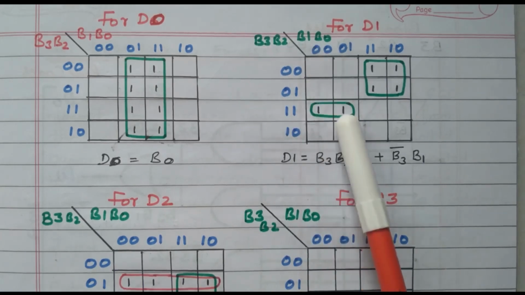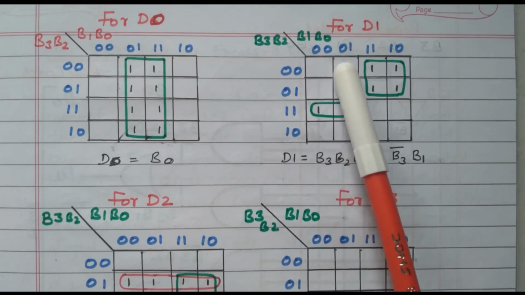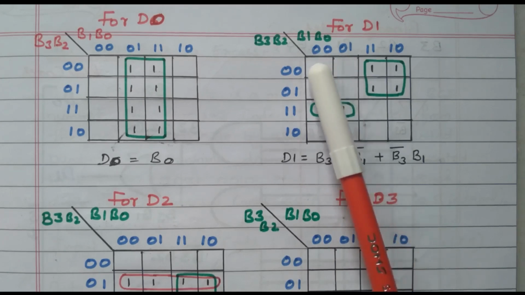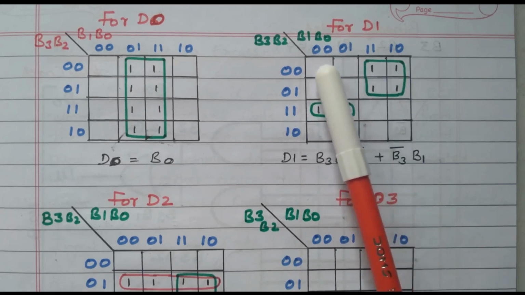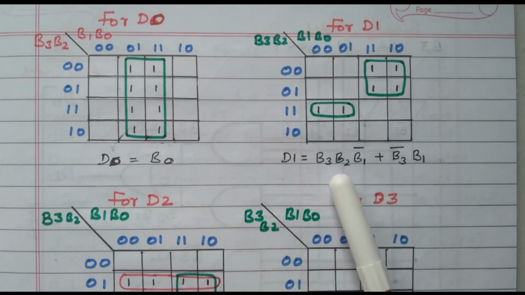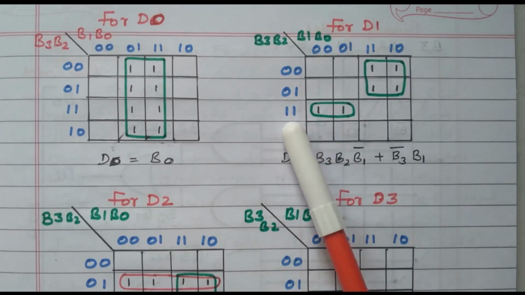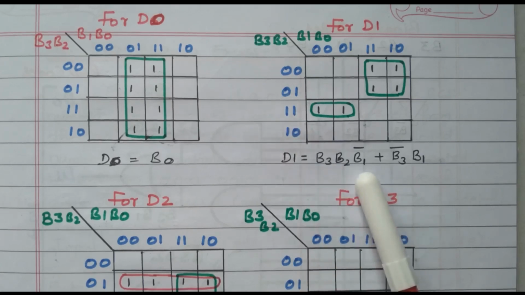We have to refer to the first column and second column: 0 0 0 1. Right. So the second 0 and second 1 got cancelled. The first 0 is available commonly. First 0 means B1. Because of 0 it is B1 dash. So it is B3 B2 B1 dash.